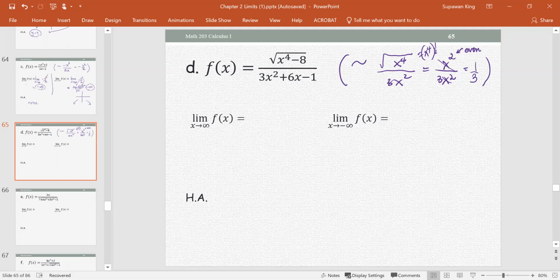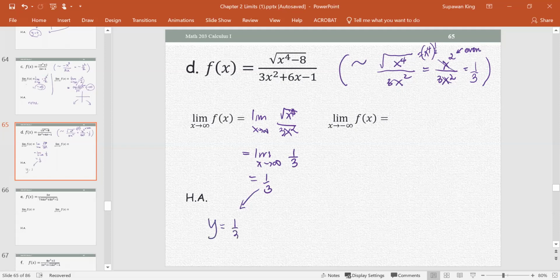So the limit as x approaches infinity of this function is gonna be the same as the limit of the leading term, root x to the fourth over 3x to the second, as x approaches infinity. Or basically, we find the limit as x approaches infinity of the more simplified or adjusted form of the leading term, or just 1/3. Okay, 1/3. 1/3 is a real number. Now we get one horizontal asymptote, y equals 1/3.